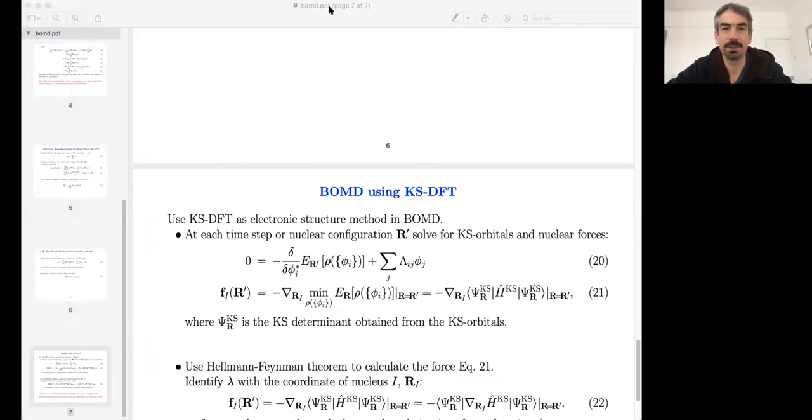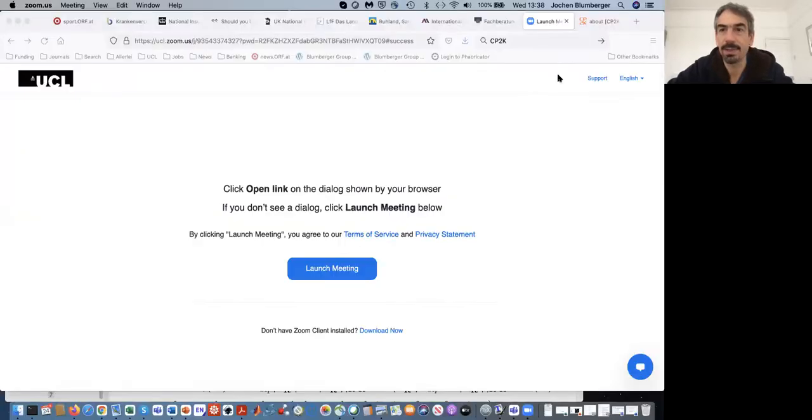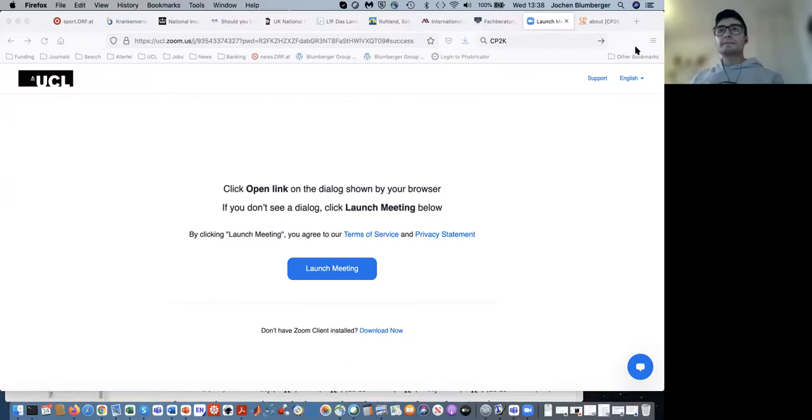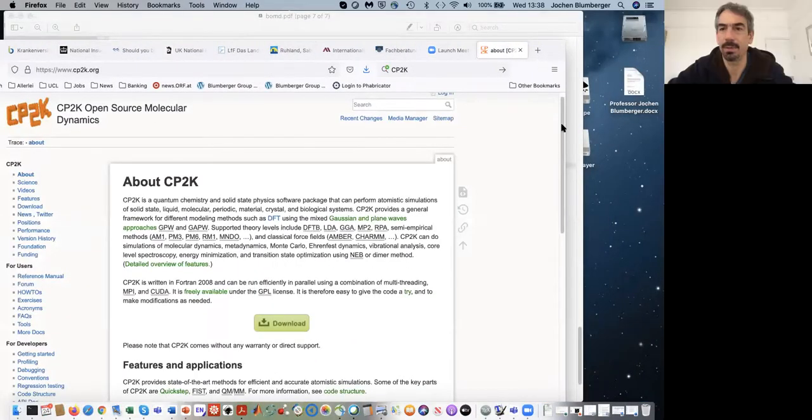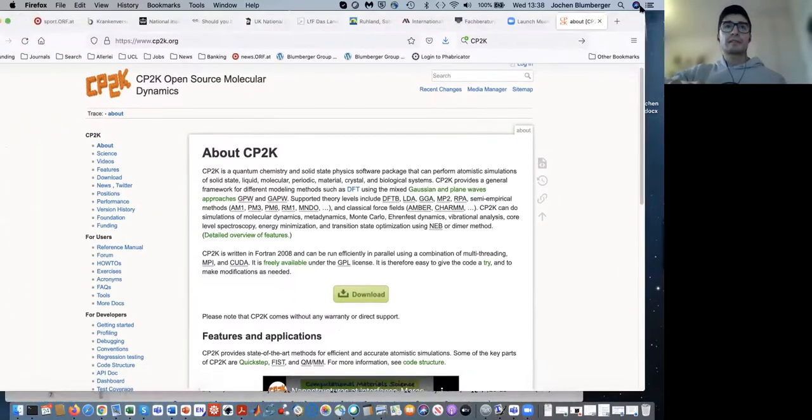Let me try whether I can share the screen again. Can you see that? Probably not. Yeah, we're seeing your browser, I think. Oh, you're seeing my browser.